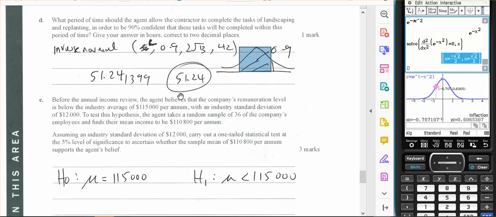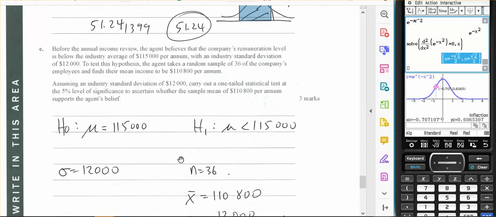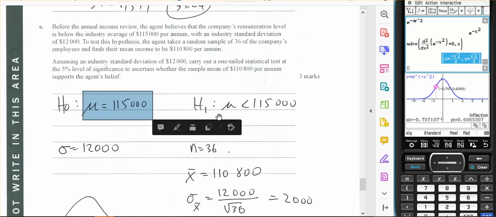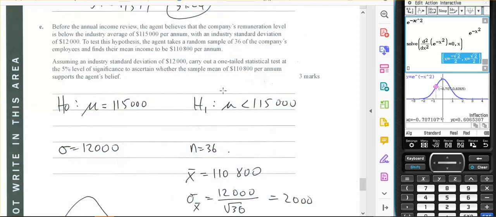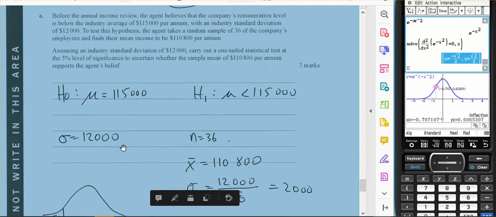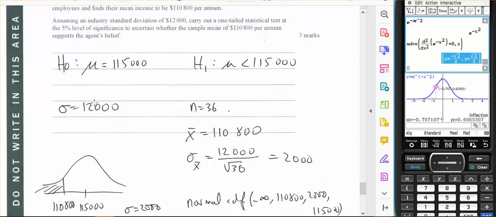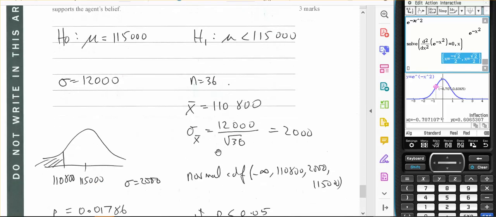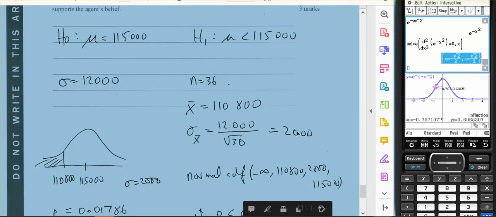based on the sample. And lastly, testing the null hypothesis that the mean should be 1,500, so 1,115. That the null hypothesis that the mean is less than 1,115. We've got a standard deviation of 12,000. We now have a sample of 36, and the sample mean was 110,800. My standard error is the standard deviation divided by root n, so 2,000.